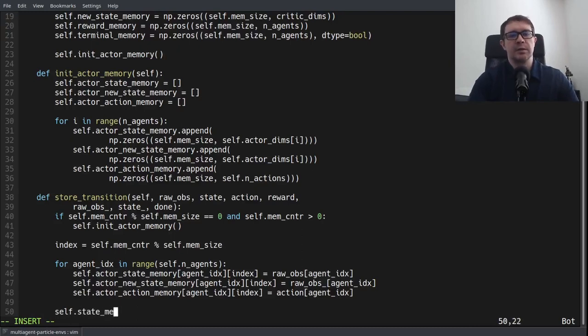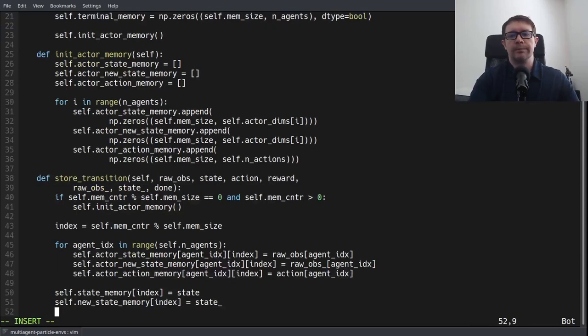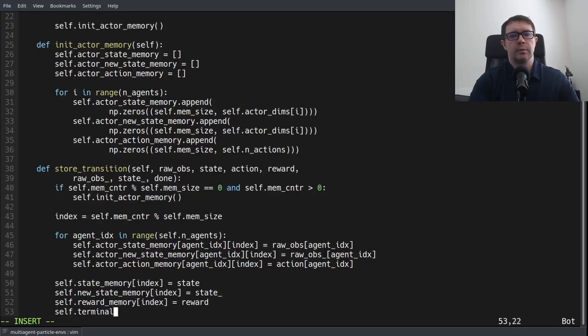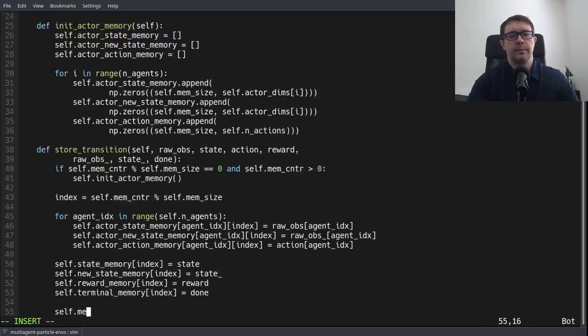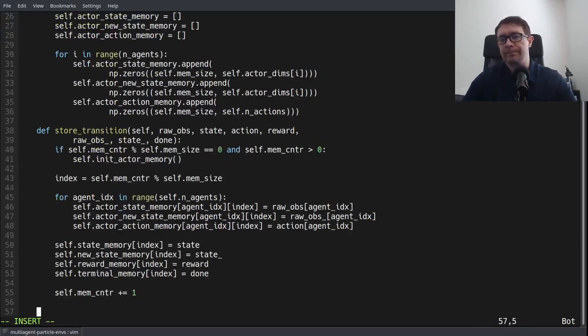So self state memory index equals state. This is more in line with what you're familiar with if you've been a frequent viewer of the channel. Reward memory index equals reward, terminal memory index equals done. And then we want to increment our memory counter by one.